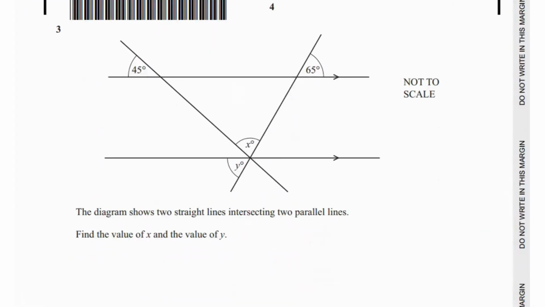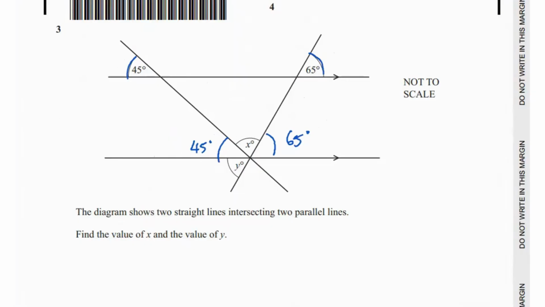Then question 3 says the diagram shows two straight lines intersecting two parallel lines. Find the value of x and y. So for this, you need to remember your properties of angles in parallel lines. In parallel lines, we have alternate angles, we have corresponding angles, we have co-interior angles, and then we have vertically opposite angles. This angle is equal to this angle because they are corresponding angles. This angle is equal to this angle because, again, they are corresponding angles.